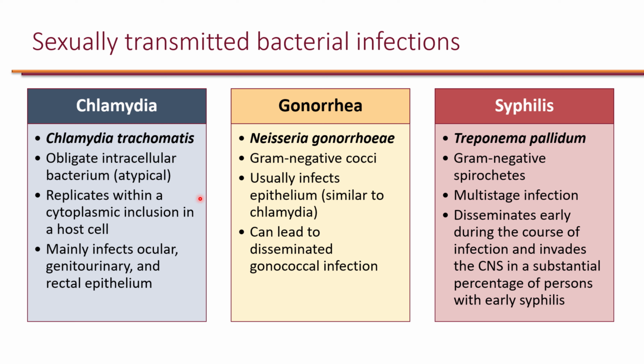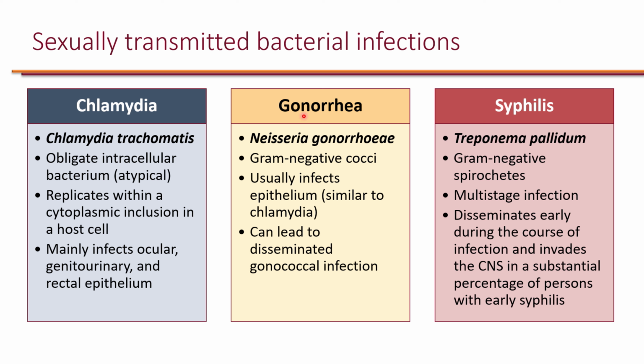Chlamydia specifically is caused by a bacterium called Chlamydia trachomatis. This is an obligate intracellular bacterium, so it essentially has to go inside the cells of the host in order to replicate, which, if you think about it, makes it difficult to culture in the lab, because they have to be inside the cell, so you cannot just grow them on a plate.